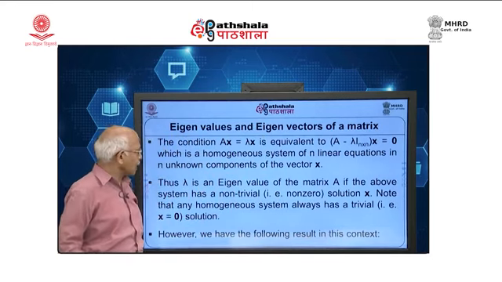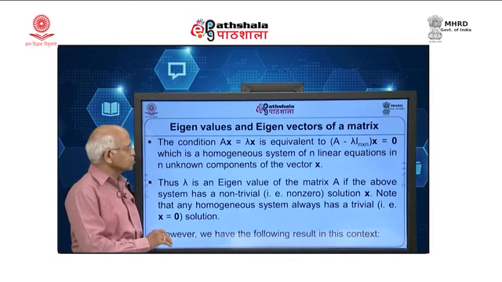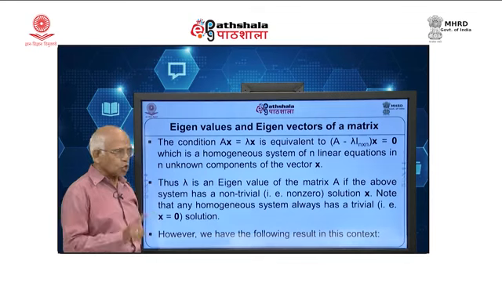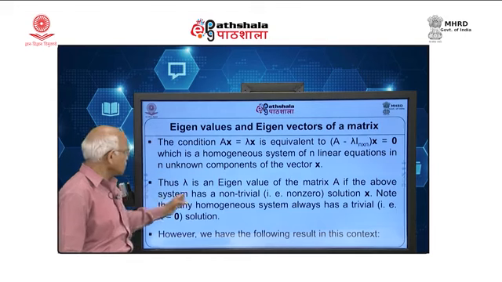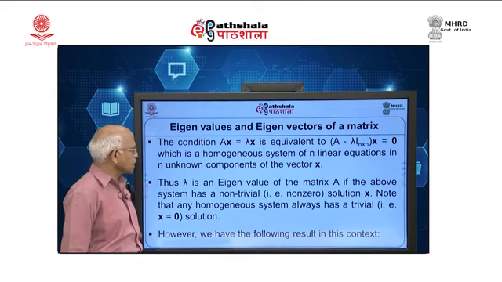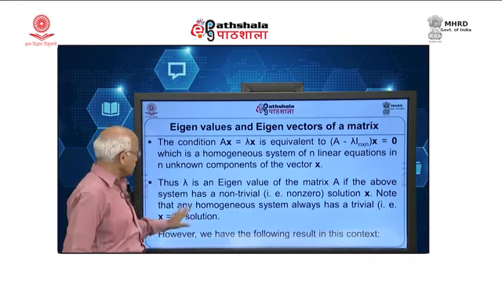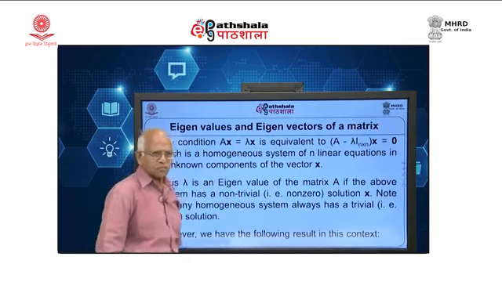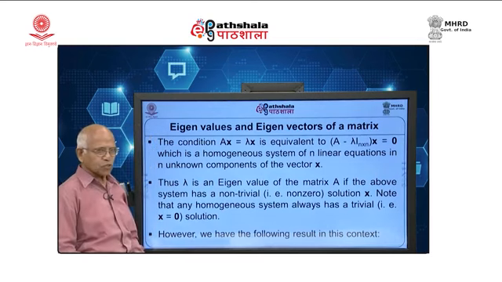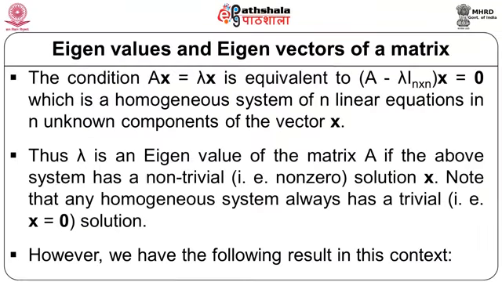Thus, lambda is an eigenvalue of the matrix A if the above system has a non-trivial solution, because we want the vector x bar to be non-zero. If this system has a non-trivial, or non-zero, solution x bar, then lambda will become an eigenvalue of the matrix A. Note that any homogeneous system always has a trivial solution. If I take x bar equal to 0, this equation will be automatically satisfied, but we are not interested in the trivial solution, we are interested in a non-trivial solution.